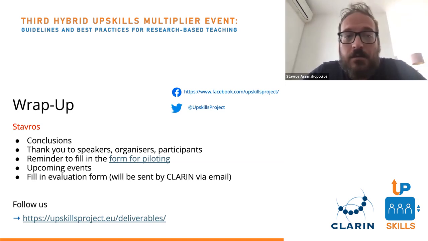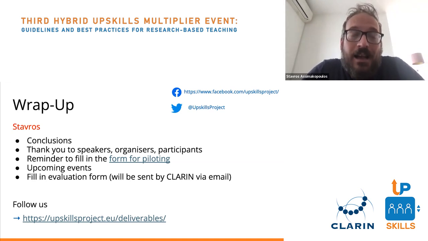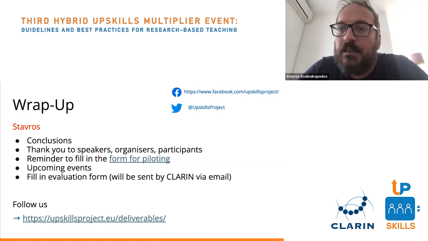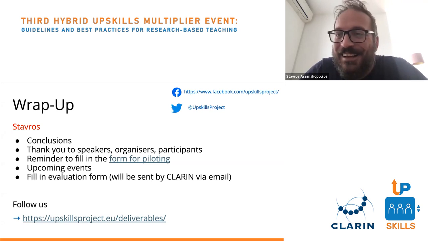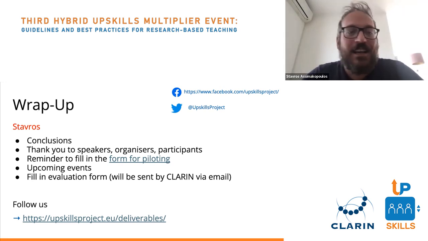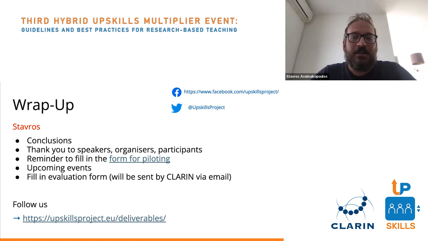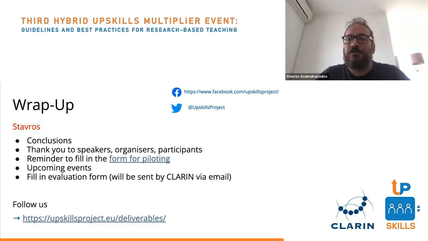And when it comes to upcoming events, we don't have something that is really impending right now, but either in February or March. It's not yet fully settled when our fourth multiplier event will be. This will actually be organized in Malta, and it will be focusing on the educational games. So we have a bit of work to do on that front too. But you will be notified as long as you sign up for a newsletter or in the evaluation form. You will be notified about it, and it will again be a hybrid event as far as I can tell for now.